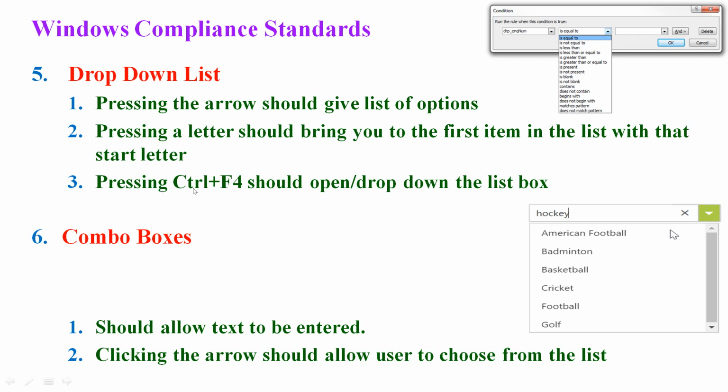And pressing Control and F4 should open or drop down the list box. That means if you press Control and F4, then that drop down list should get opened, right? And the list should be displayed, right? This is the drop down list.